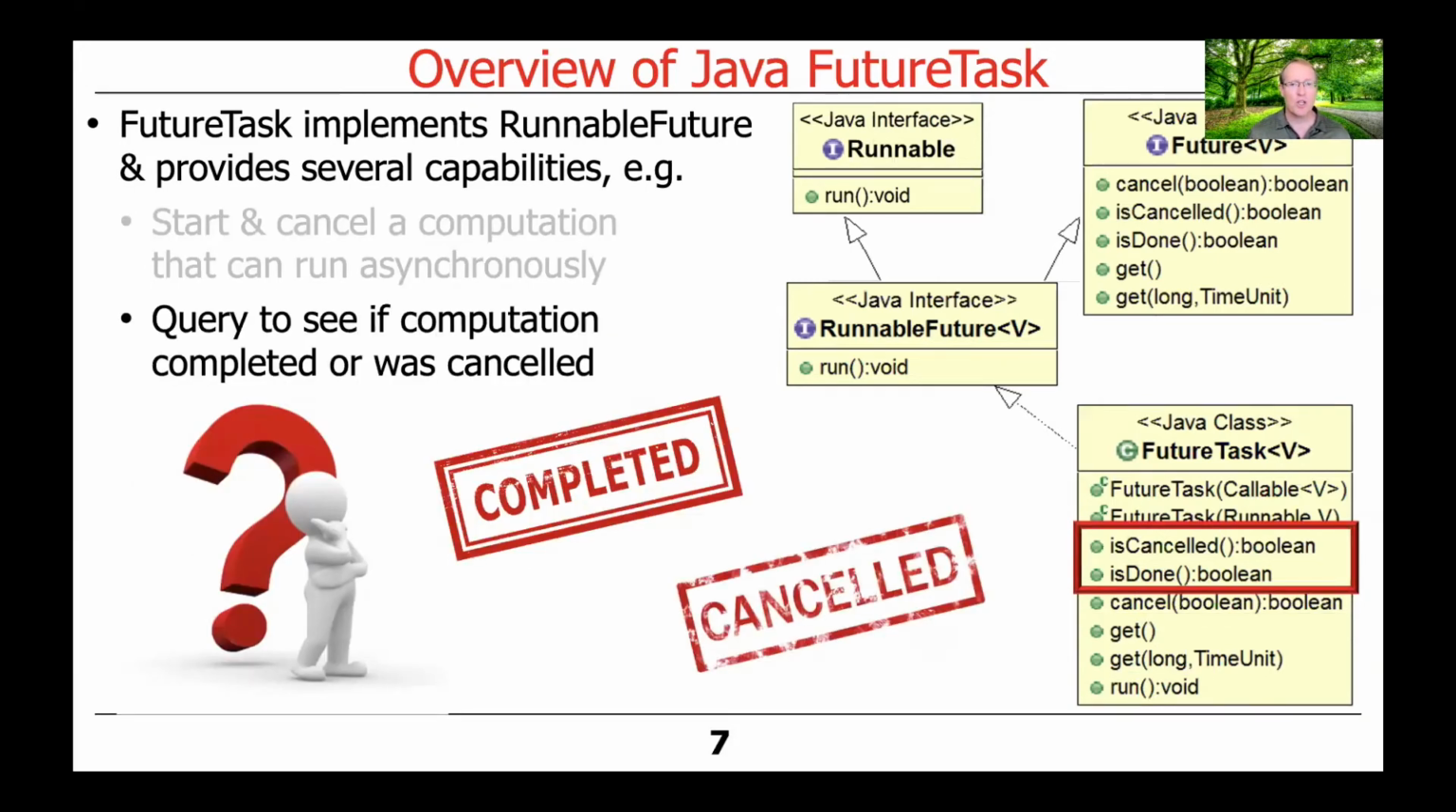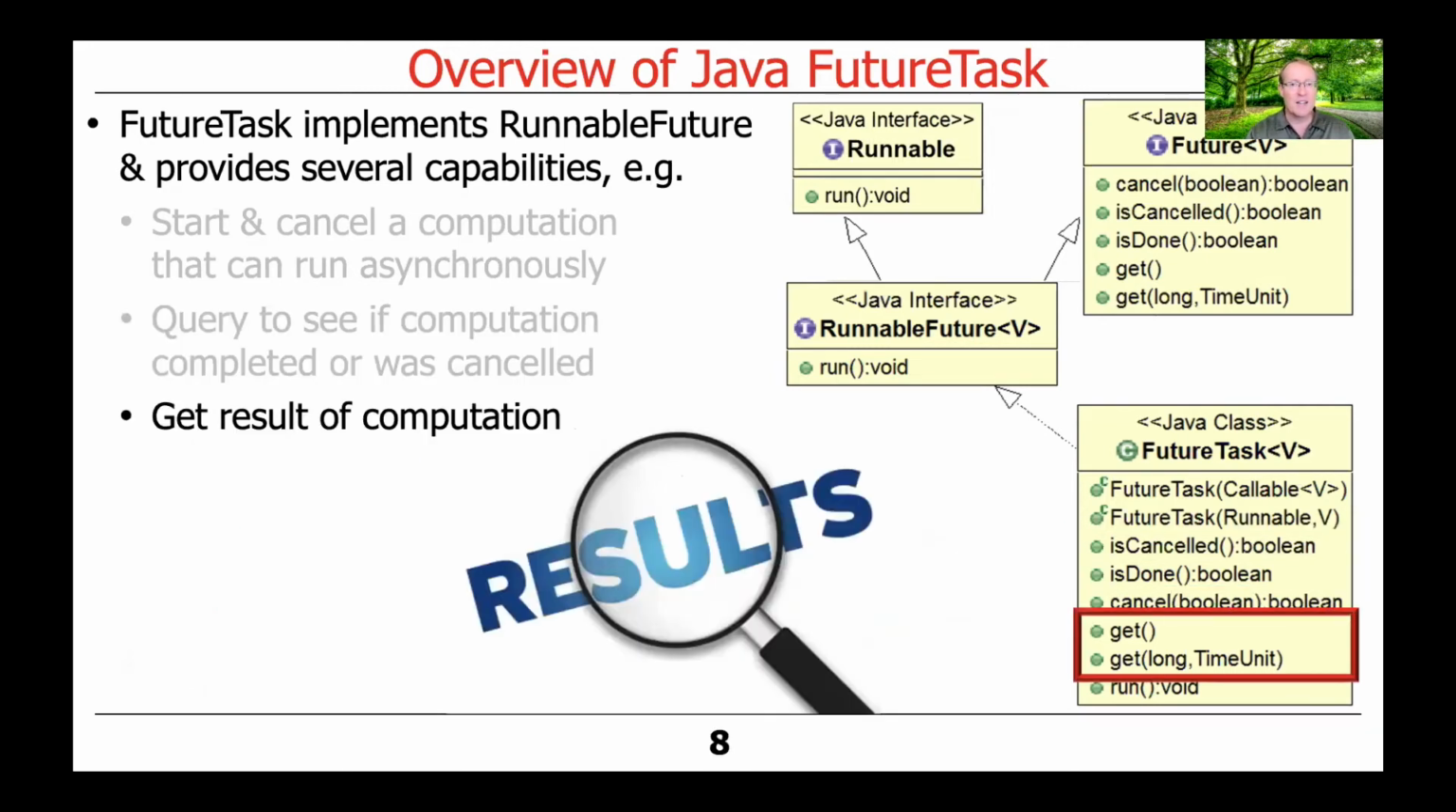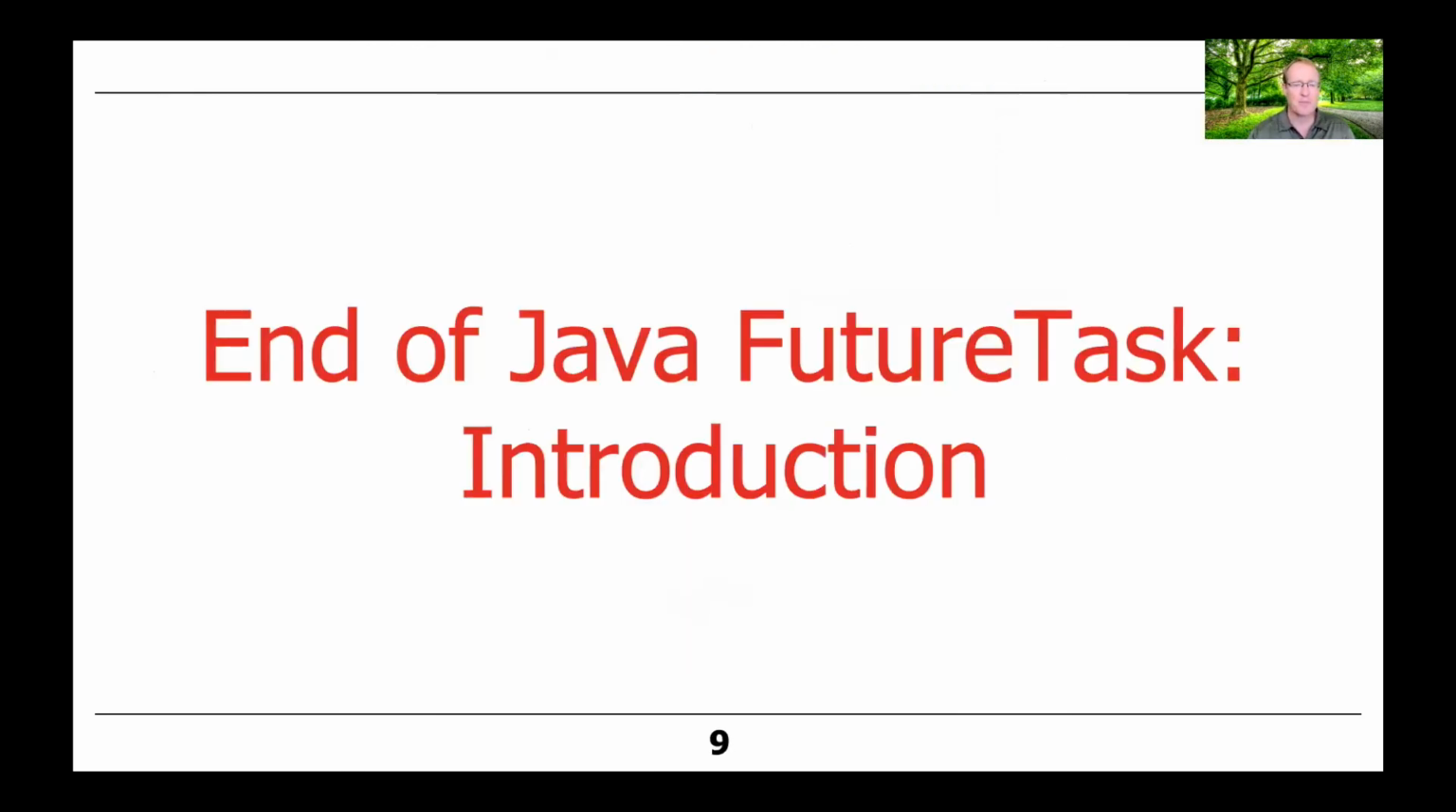Because it's a Future, you can also query a FutureTask to see if the computation has completed yet, or you can check to see if it's been canceled. So you can check to see if it's done, which indicates it's completed. You can also check to see if it's been canceled, which indicates someone has canceled it. And then the final thing you can do with a FutureTask, which is the interesting part in some sense, is get the results of its computations. It's got a pair of get methods, just like a Future, because of course it implements Future. So you can get it either blocking or in a timed way.